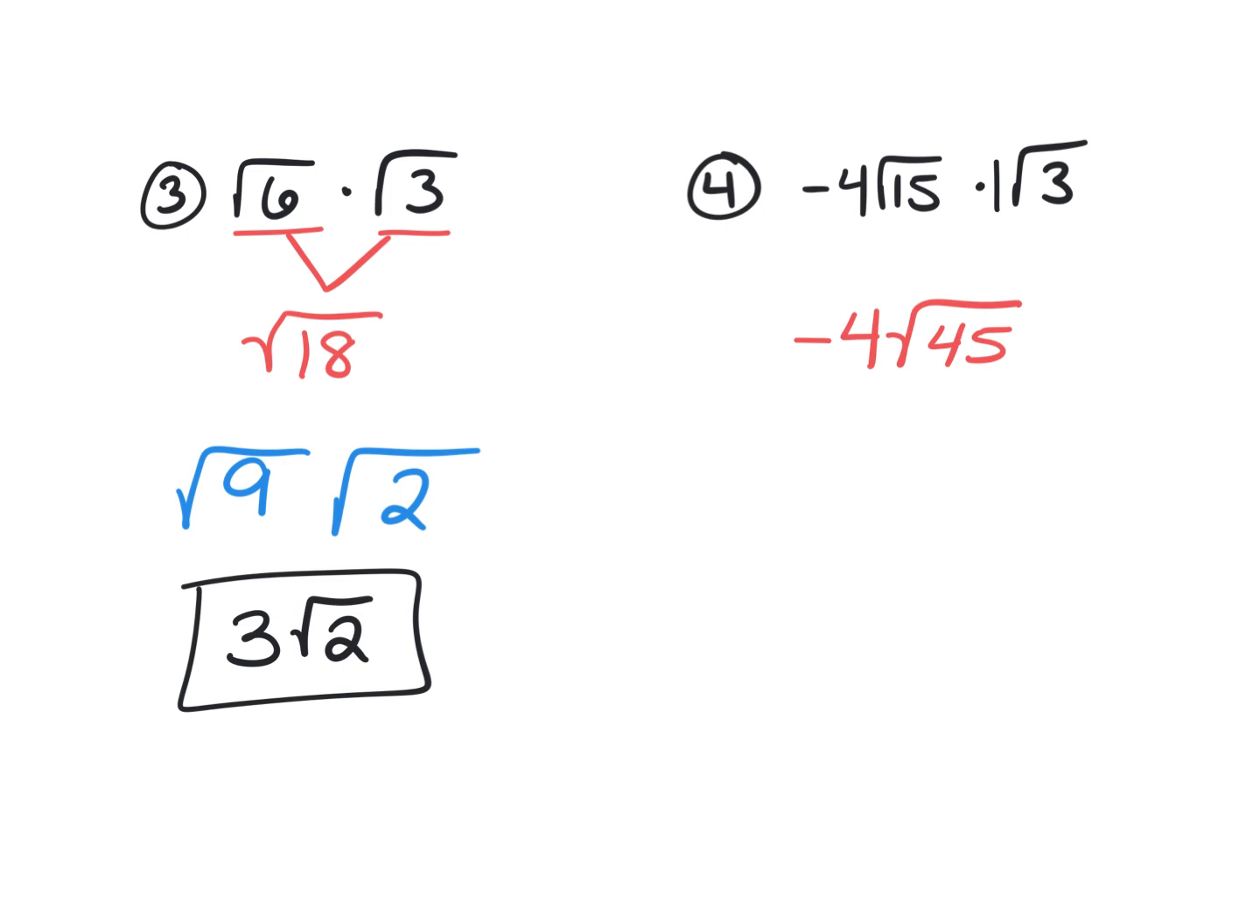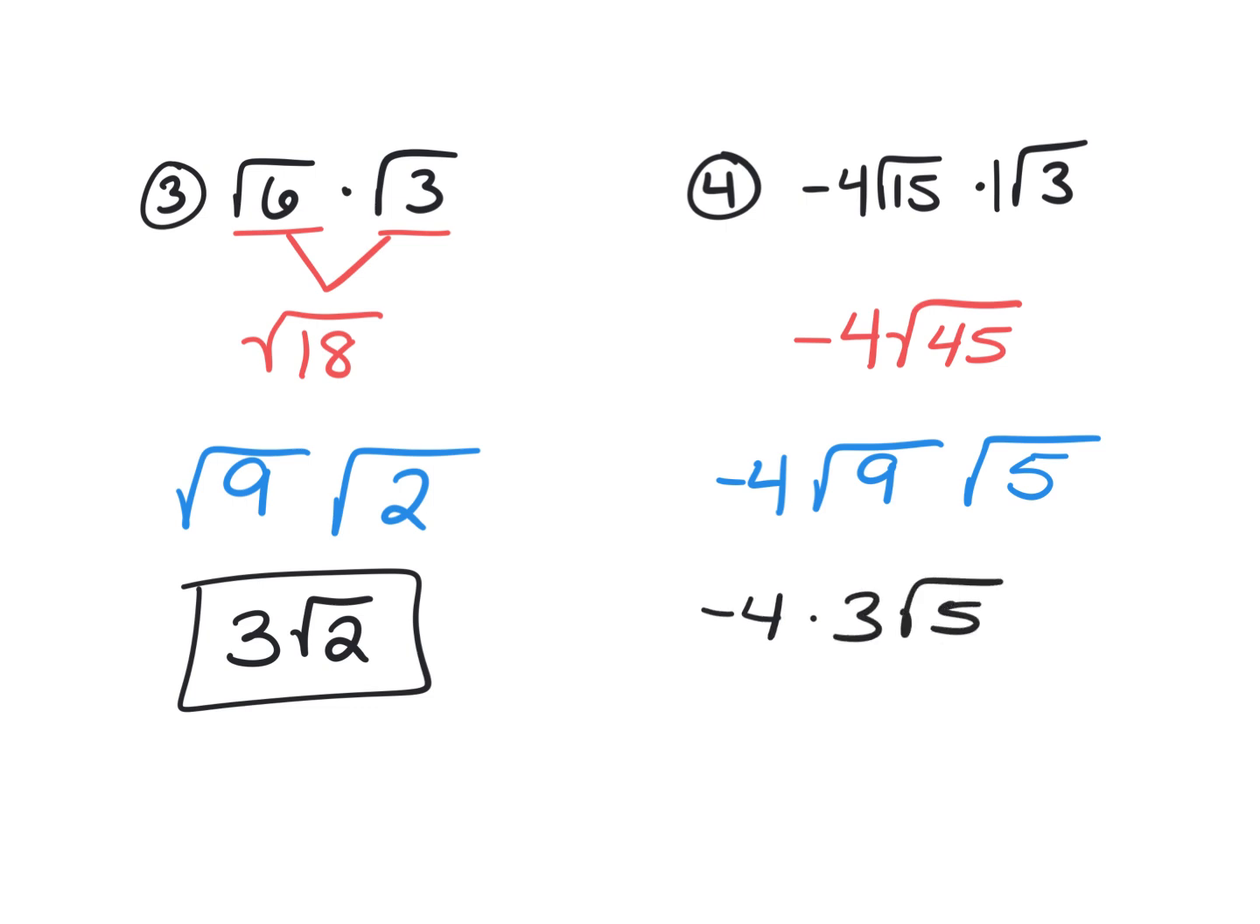Okay, what do I do from here? Simplify. Don't forget that negative 4 out in front. We got to keep that. What's a perfect square that goes into 45? 9. How many times? 5. So again, simplify. What's the square root of 9? 3. And then keep square root of 5.